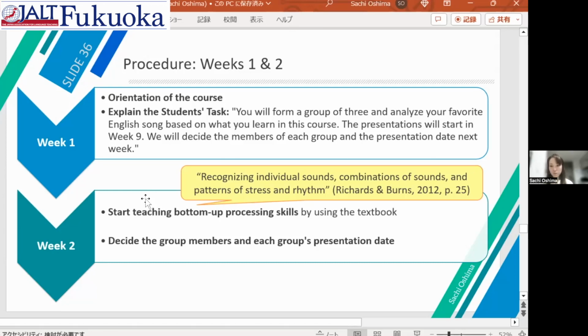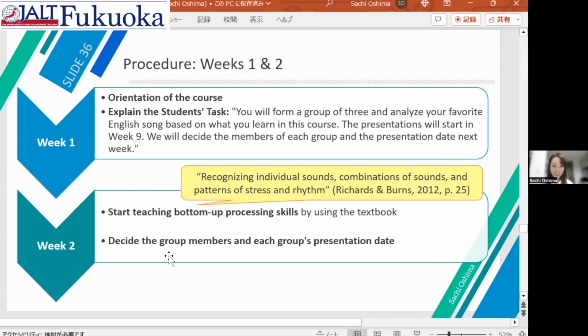Okay, and then in week 2, I started teaching bottom-up processing skills. Bottom-up processing skill is recognizing individual sounds, minimal pairs, something like that, or combinations of sounds and patterns of stress and rhythm. That is what I just showed you using the textbook. And as I already promised my students, I decided the group members and each group's presentation date.